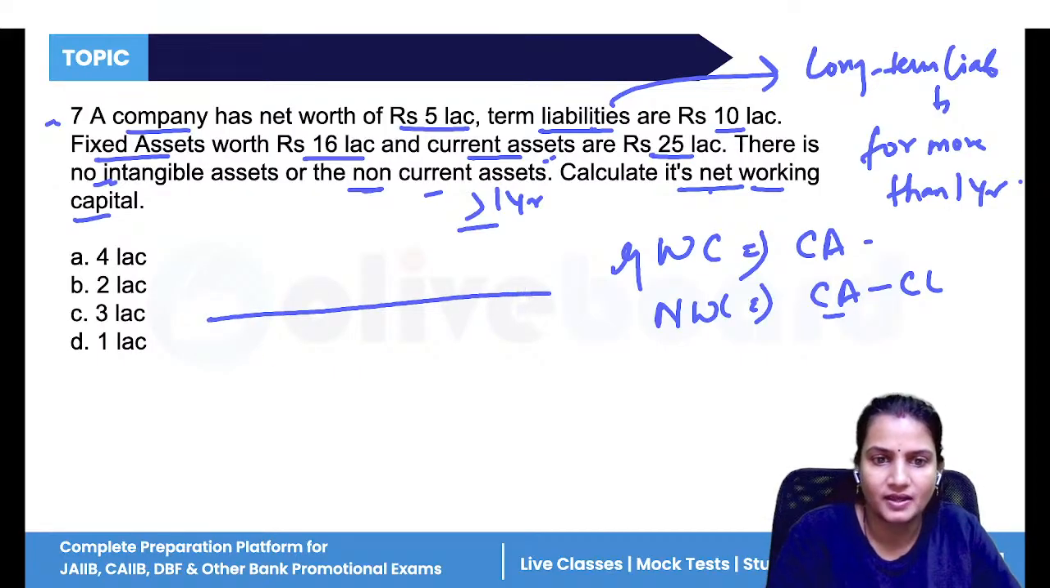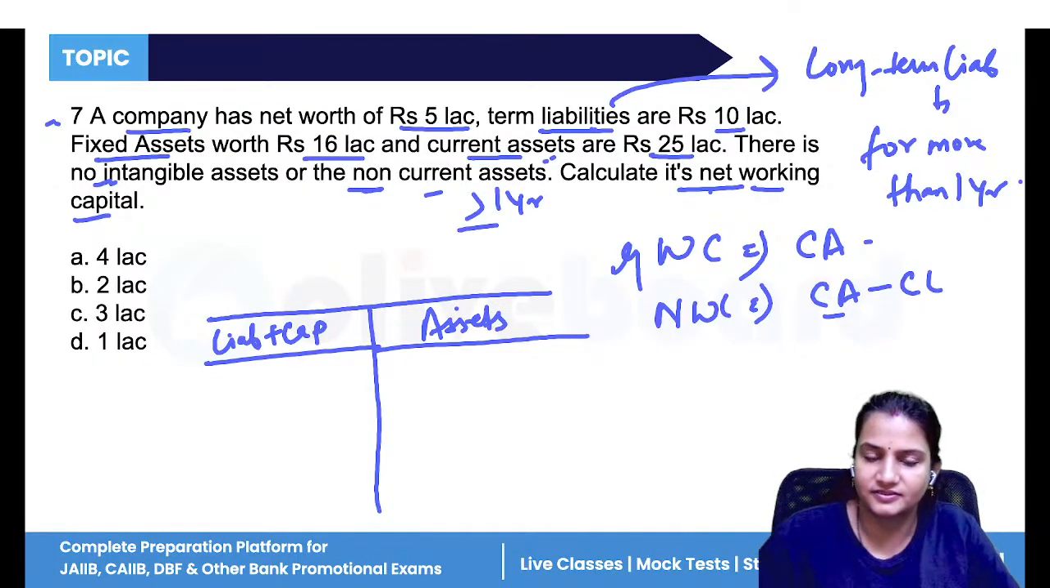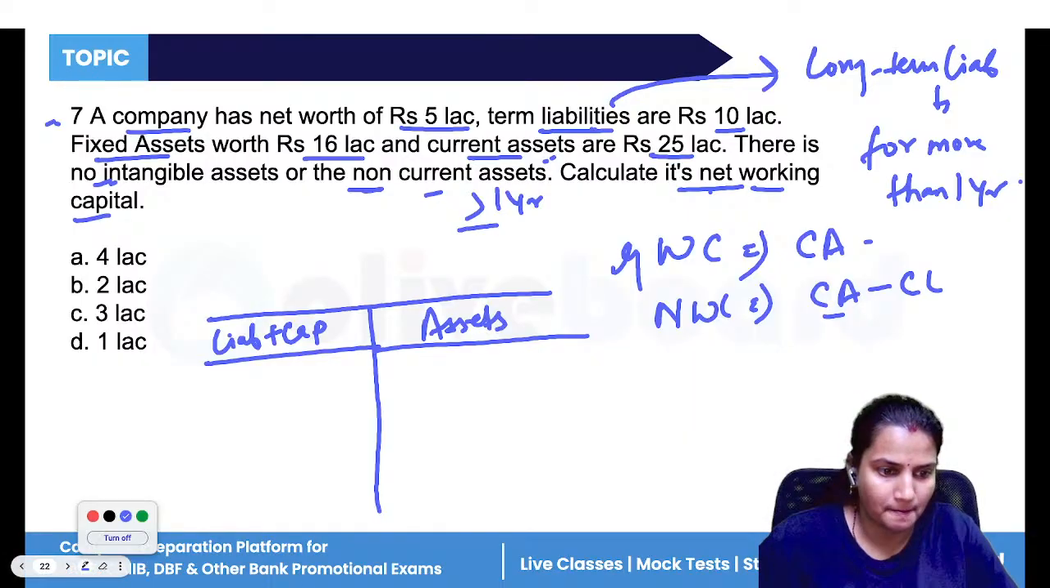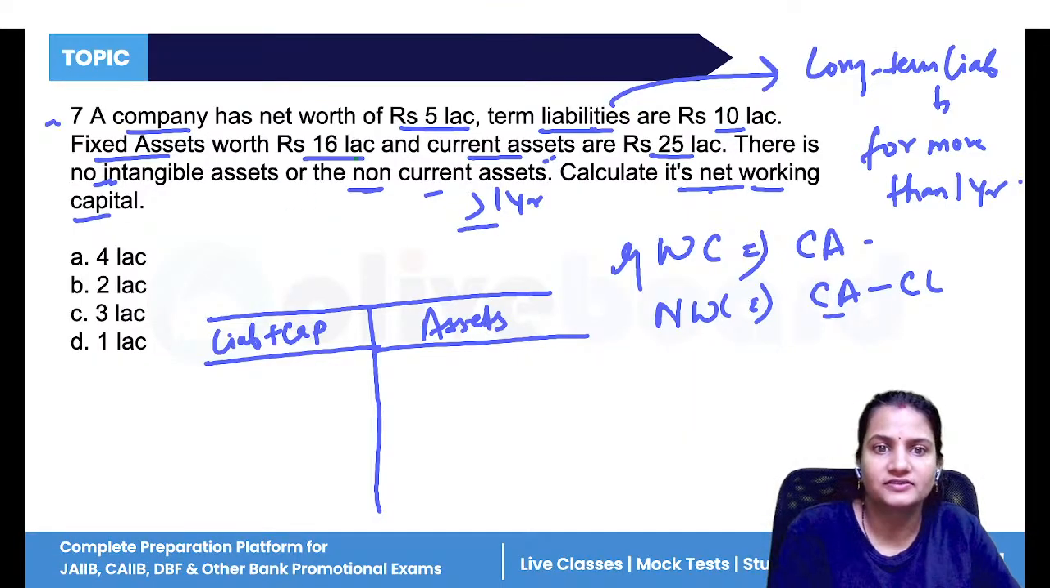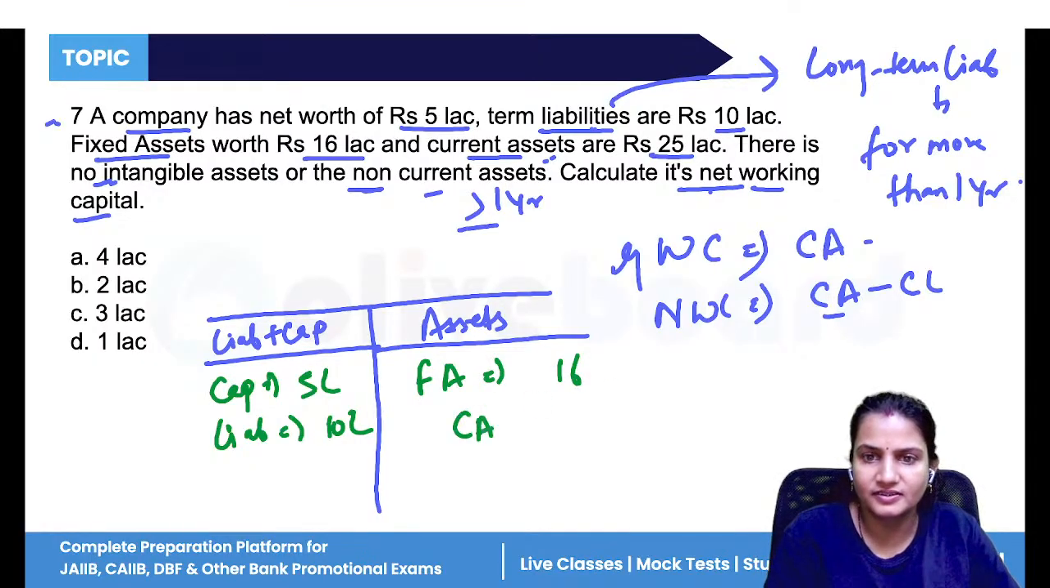Now, how to find? We know that in the balance sheet, two sides are there, liabilities and capital, and here is assets. So what is the net worth? Net worth is given as 5 lakh, means capital is around 5 lakh. Term liabilities, long-term liabilities, are how much? It is 10 lakh. Fixed assets is a part of assets, 16 lakh. Current assets is also 25 lakh. Now no more information is given.